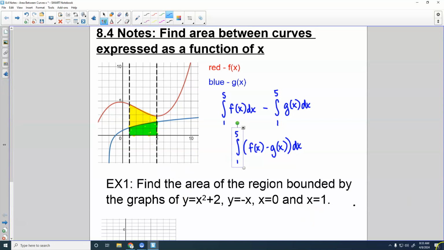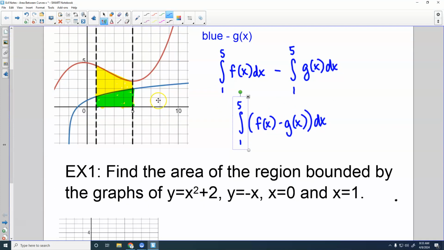Okay, does that make sense? If you understand the integral as being the area under the curve, to me it's pretty easy to arrive at this idea that to find the area in between, you just have to subtract those two. So you'll see these problems both in calculator inactive and calculator active.